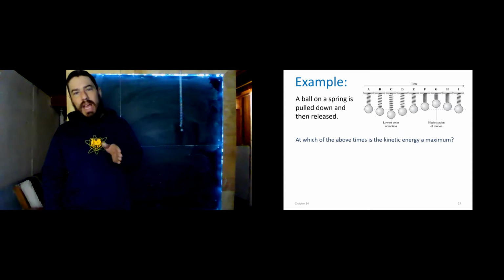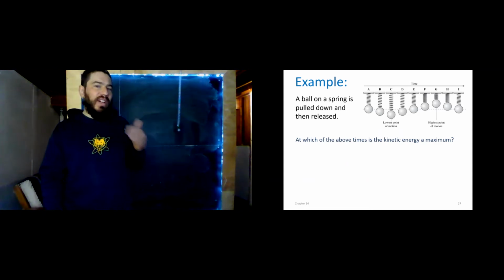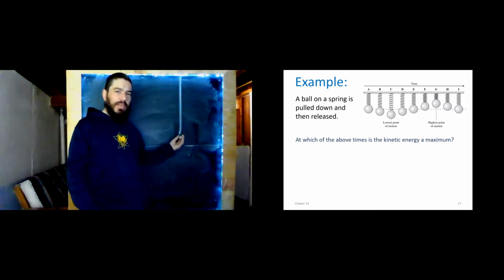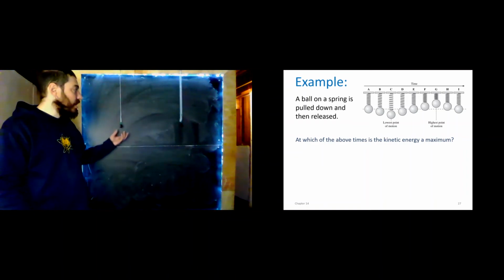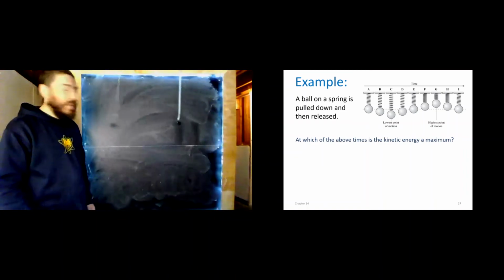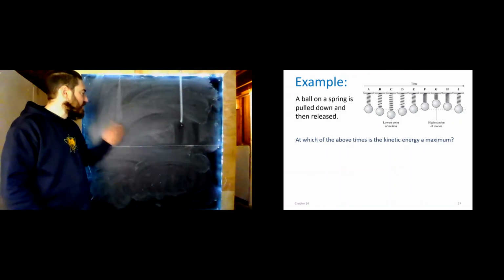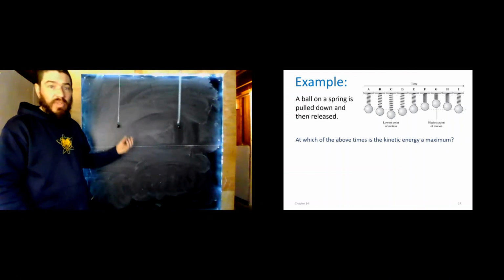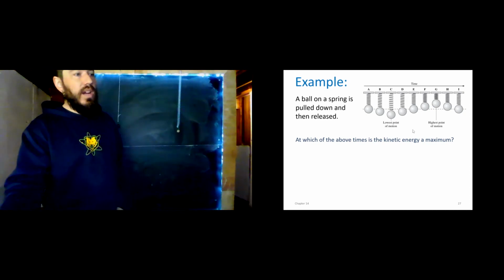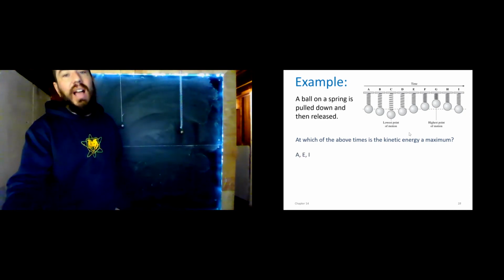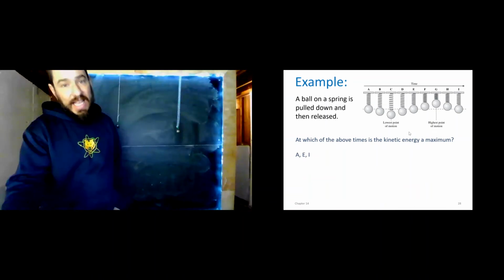Well, kinetic energy is at a maximum when the object is moving the very fastest. Where is the object moving the fastest? As it moves through the equilibrium position. It's maybe even easier to see with the pendulum. With the pendulum, as it's moving through the equilibrium position, it's moving the fastest. It's the same with the mass on the spring. So where is kinetic energy a maximum? At the equilibrium position, A, E, and I.